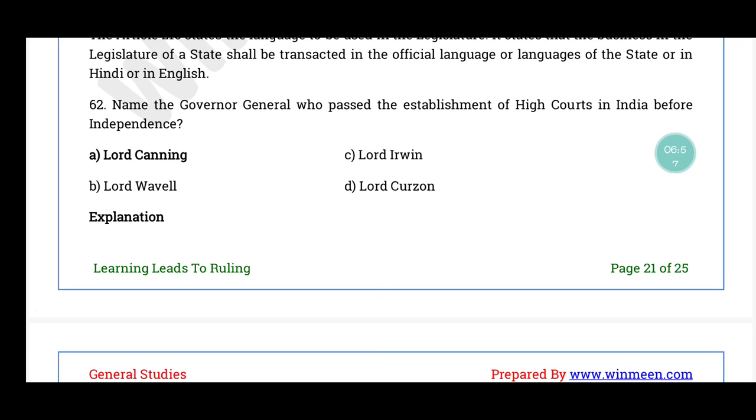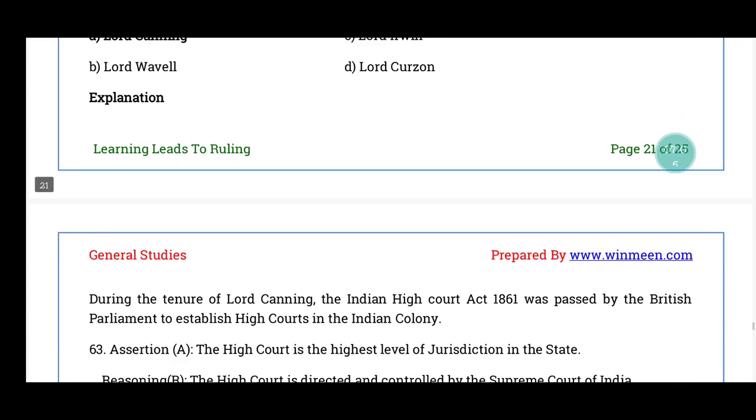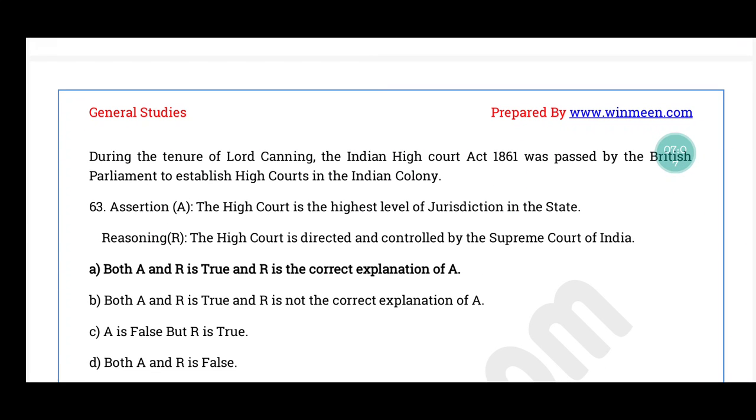Question number 62. Name the Governor General who passed the establishment of high courts in India before independence. The correct answer is option A, Lord Canning. During Lord Canning's tenure, the High Courts Act 1861 was passed by the British Parliament. Because of this, High Courts were established in the Indian colony.